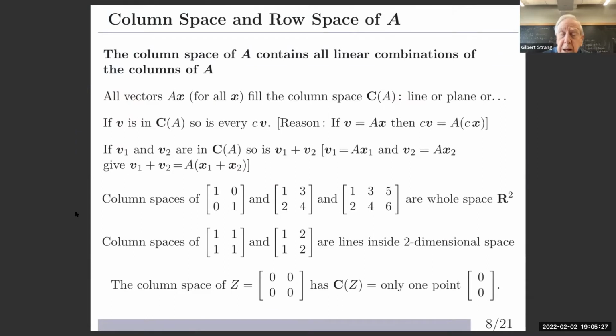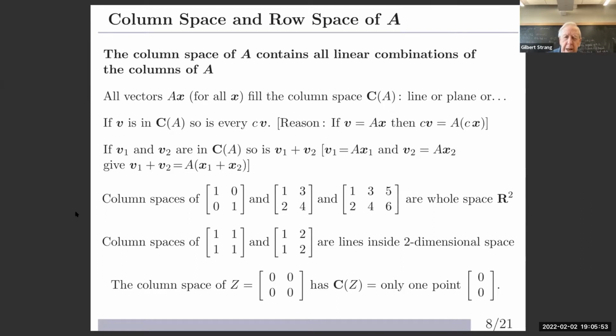So I have a matrix. I want to understand that matrix A. It has m rows, it has n columns. It could be big, it could be small. There are small matrices here on the slide. And I want to understand that matrix. So a good way to understand it is to understand its column space and its row space.